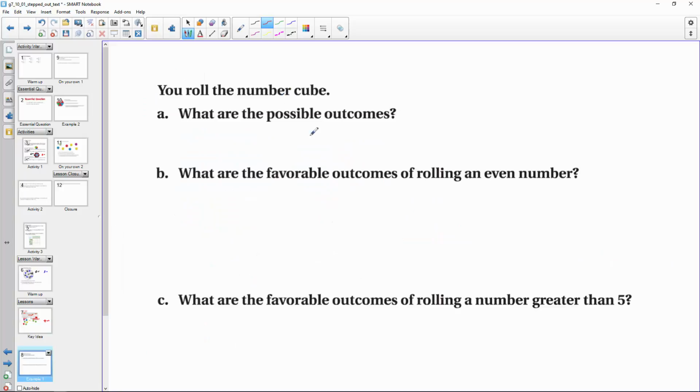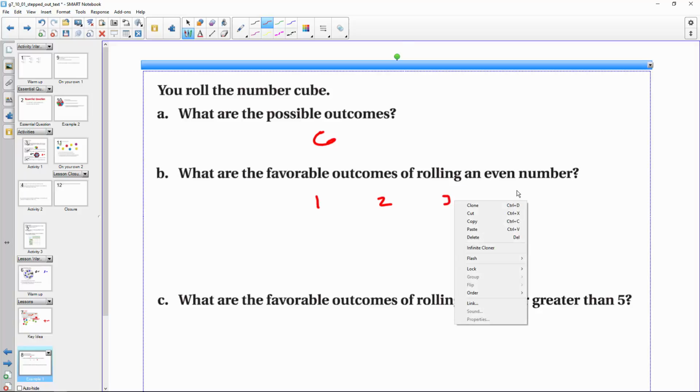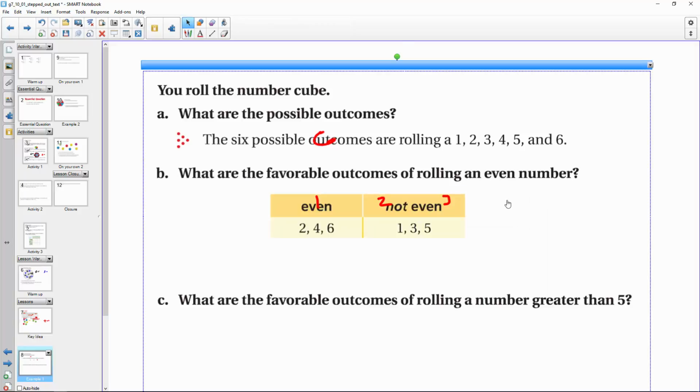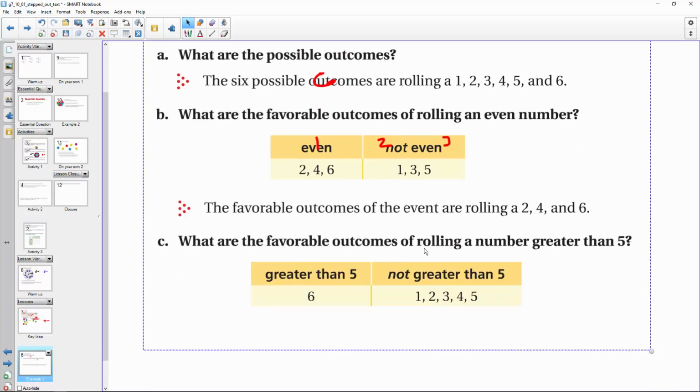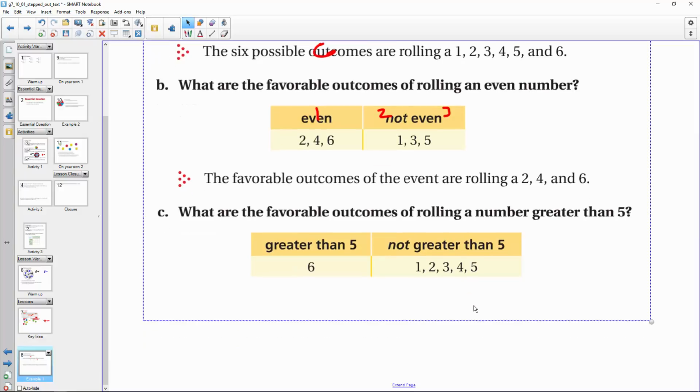So I roll a number cube. How many total possible outcomes are there? Well, there's a total of 6, right? Whenever I do a dice or whatever, or a die. What are the favorable outcomes of rolling an even number? Well, I can get a 1, a 2, a 3, a 4, 5, or 6. So I have a total of 6 outcomes. My even number would be the 2, 4, or 6. So that would be 3 out of 6. And then what are the favorable outcomes of rolling a number greater than 5? Well, there's only one number greater than 5 there, right? Just the 6. So that's a 1 out of 6.